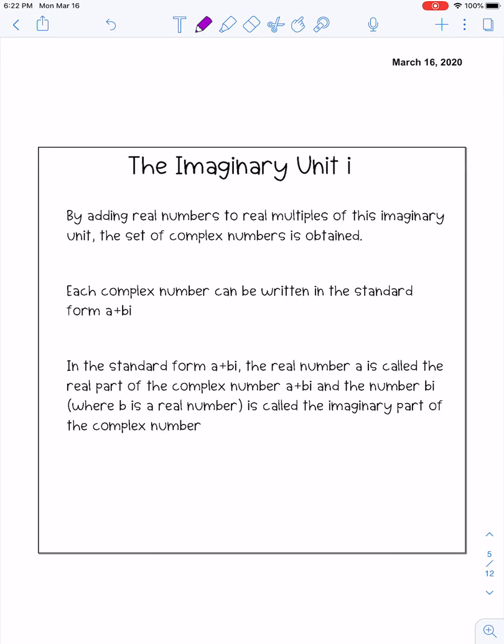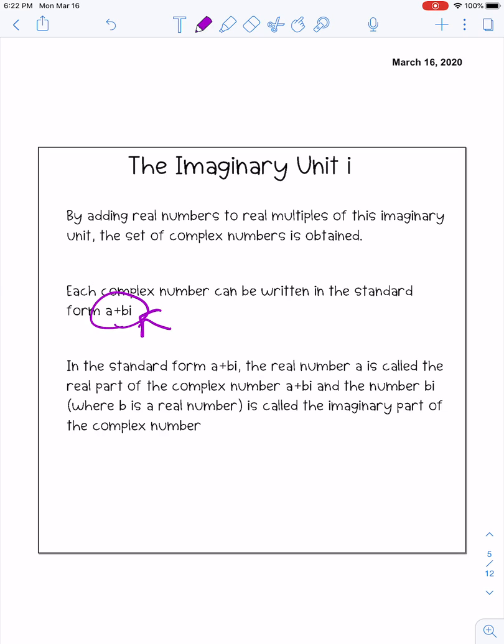The imaginary unit i, we can also add real numbers to real multiples of this imaginary unit, and that's in the set of complex numbers. Each complex number can be written in standard form. So this a plus bi is very important standard form, because anytime you're adding or subtracting or multiplying or dividing complex numbers, they have to be written in the correct form, which is this a plus bi, okay?